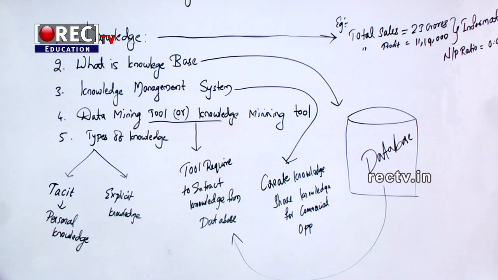Now let us see what is meant by knowledge management system. Here management is nothing but creating knowledge, and whatever the knowledge is created is shared among the organization members for their commercial opportunities. Let us take a simple example. There is an X company which is a software company.